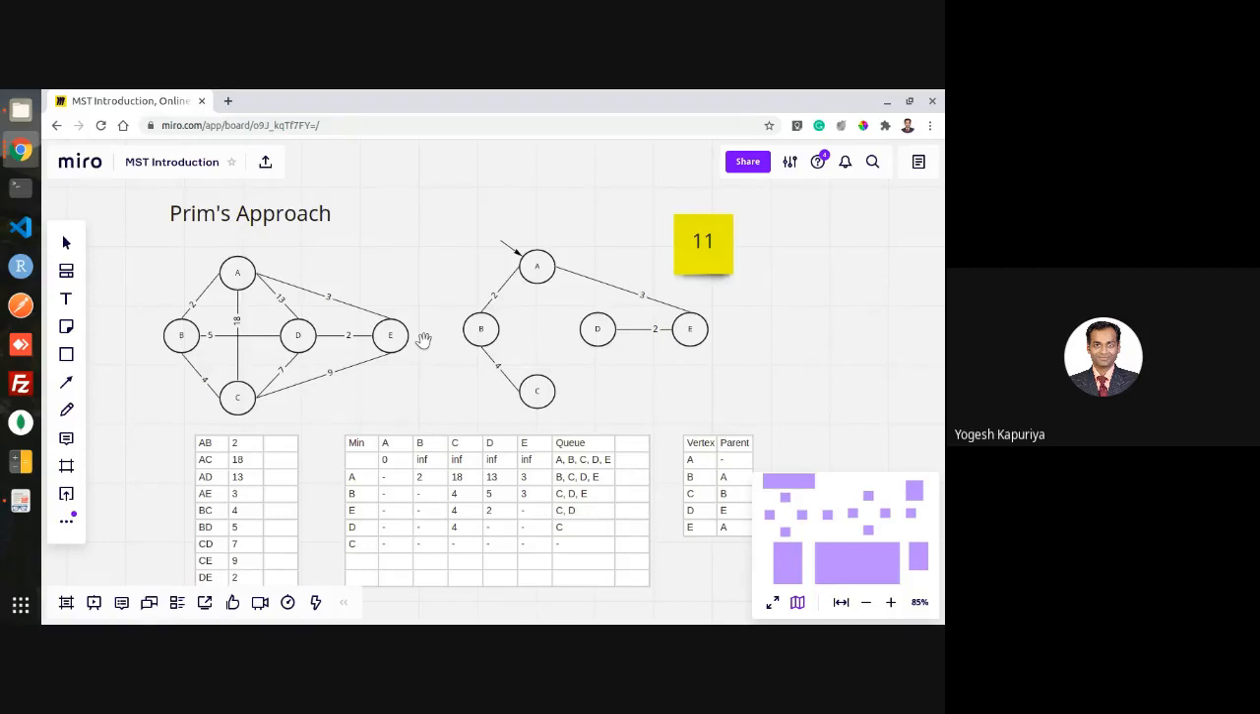But what is our objective? The objective is to find the shortest path, shortest with respect to the weight associated with that particular path. If you consider the path AE, then it's 3. If you consider ADE, then it is 13 plus 2, 15. If you consider ABDE, then it is 2 plus 5, 7, plus 2, 9. So our objective is to find the shortest one.